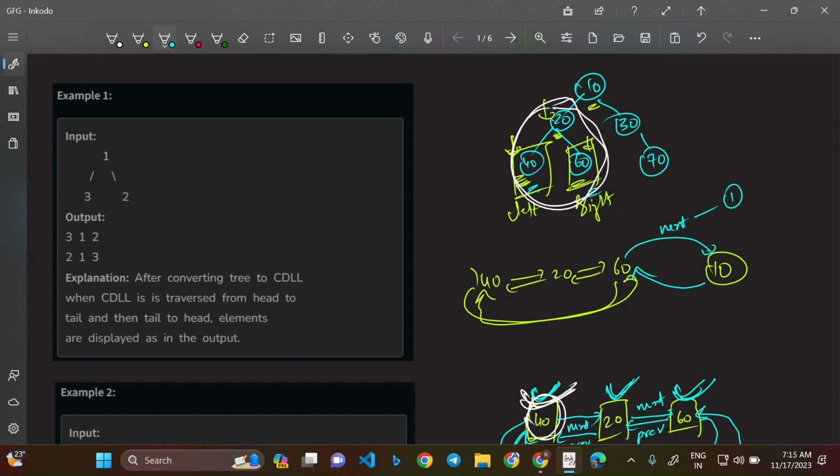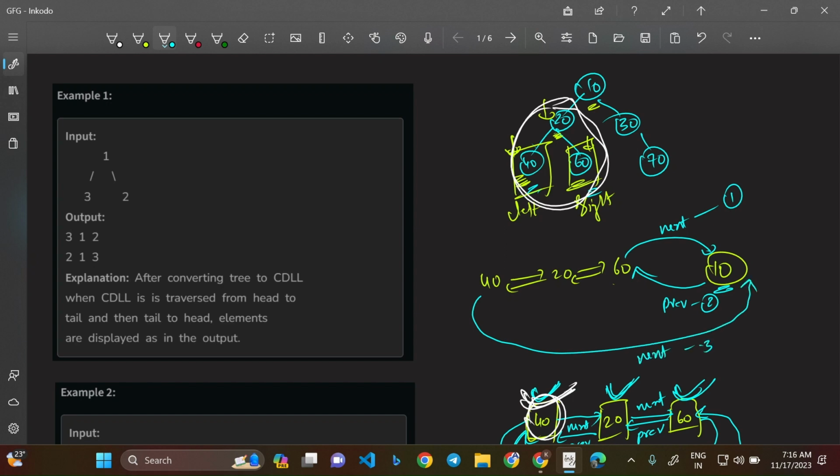10's left, or previous, would be 60. This is the second transition that we are going to do. And now we have to connect 40 and 10, because the last node is no more 60, it is 10 now. How am I going to connect 40 and 10? Just remove these two. 40's next would be pointing to 10.